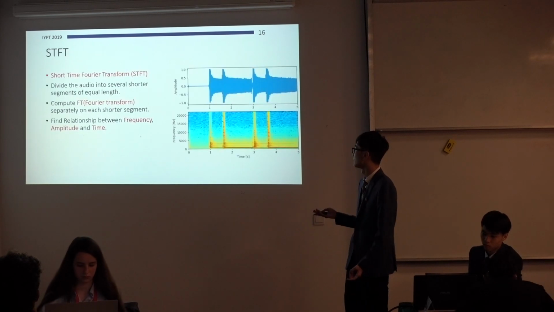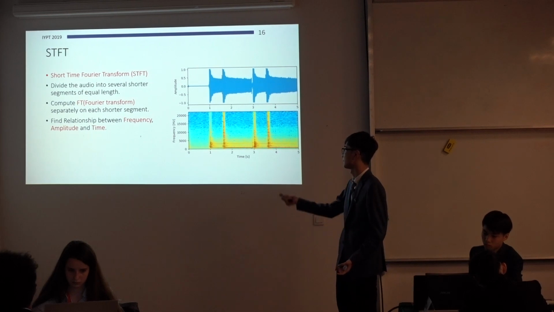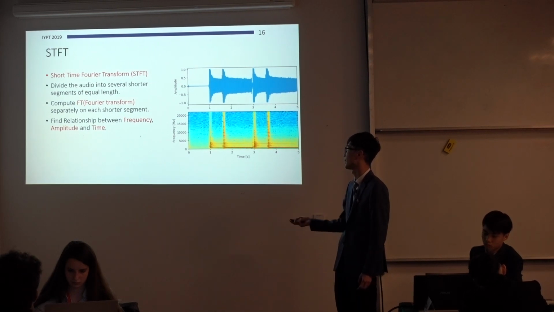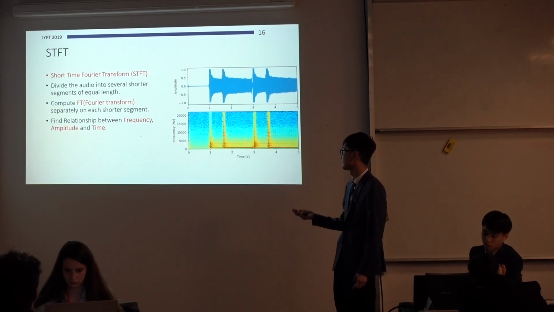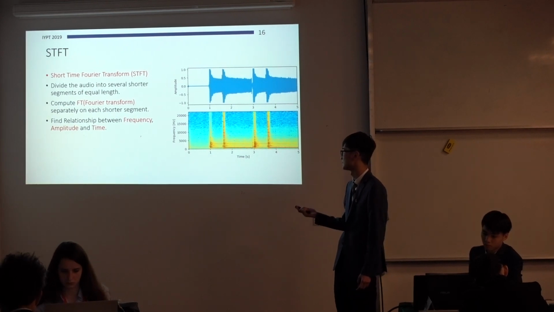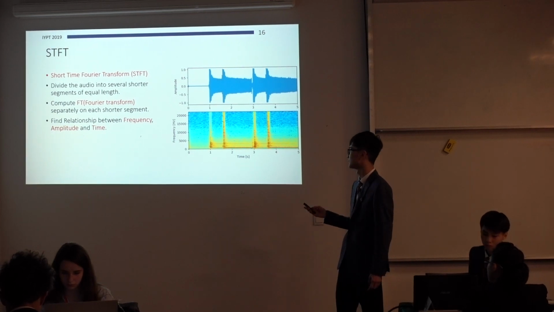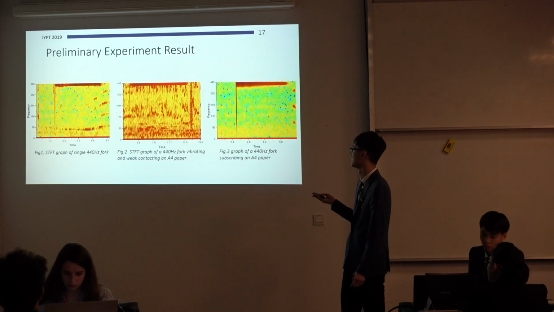And after that, we will use the experiment result to do an STFT, the short-time Fourier transform. It divides the audio into shorter segments of equal length, and it computes the Fourier transform separately on each shorter segment. And we will find the relationship between frequency, amplitude, and time. And this is the result.